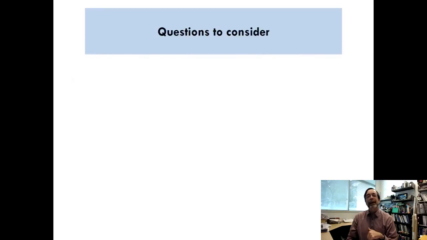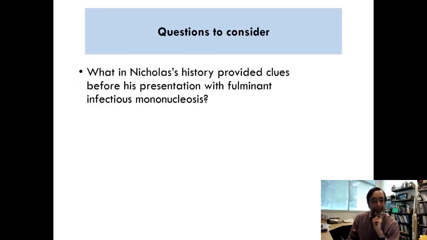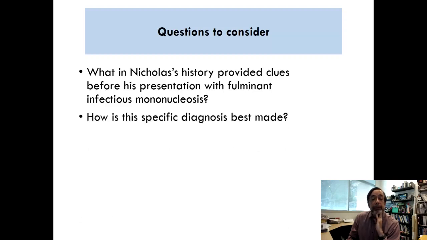I'm going to be a little bit vague about it because I'm going to give you 4 questions to consider. Think about what exactly in Nicholas's history provided clues before he presented with the fulminant infectious mononucleosis, before he got mono, and again, a lot of people get mono, but what were the clues that you can see? How do you best make this particular diagnosis?